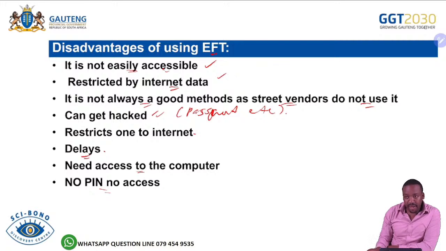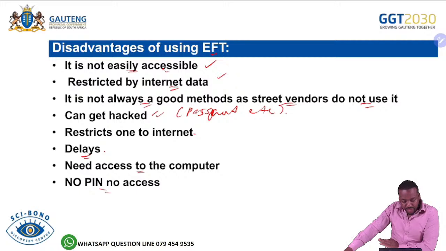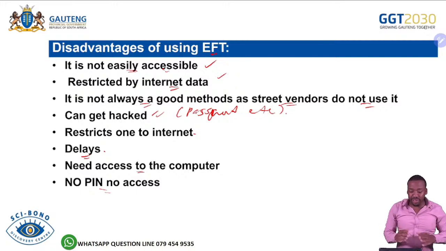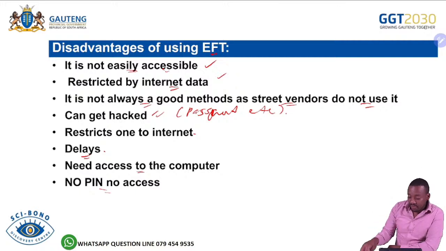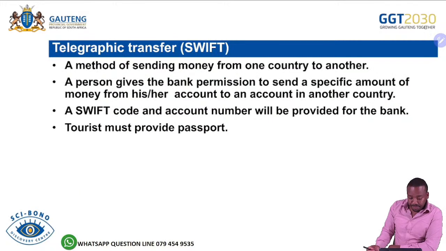Right, welcome back. I hope we have written at least 3, if not 4, disadvantages, or have taken a screenshot. We are still busy with tourism, whereby we are looking at forms of payment when traveling internationally. We have just looked at an EFT, then we will move to the second payment method.